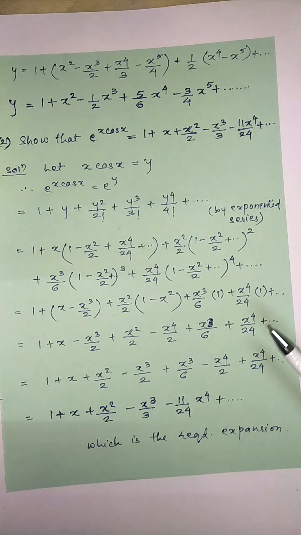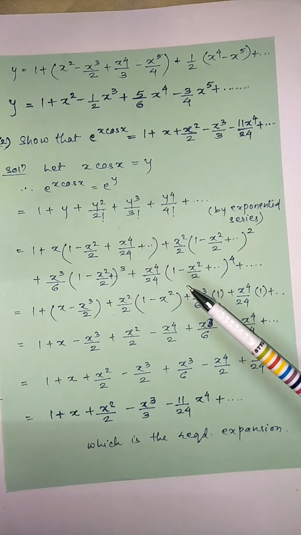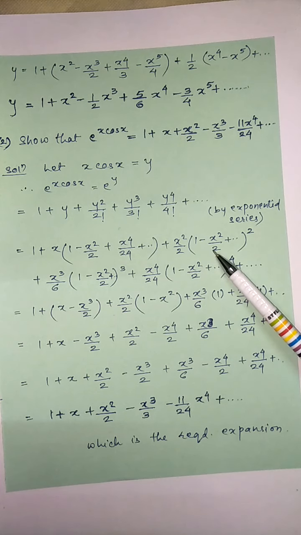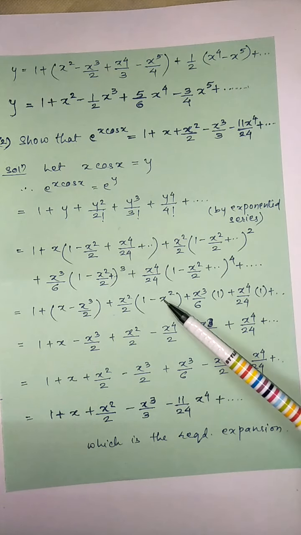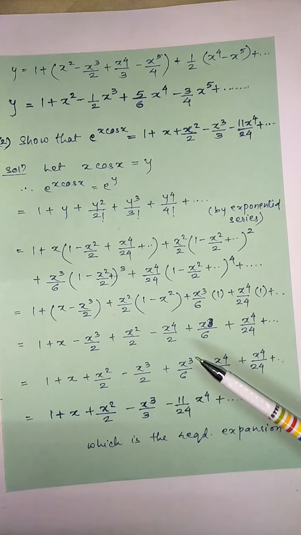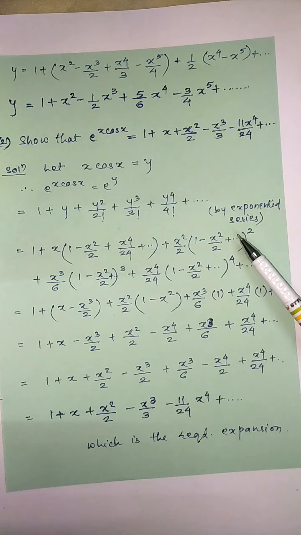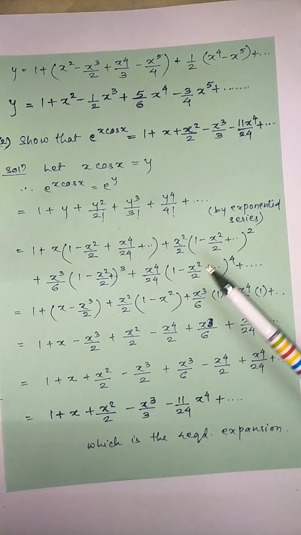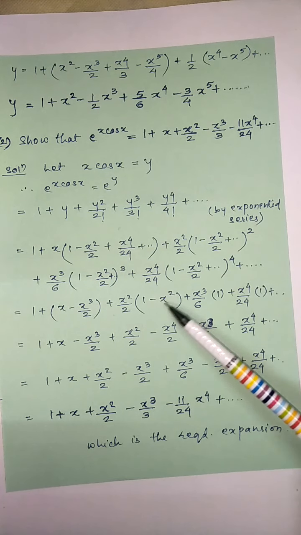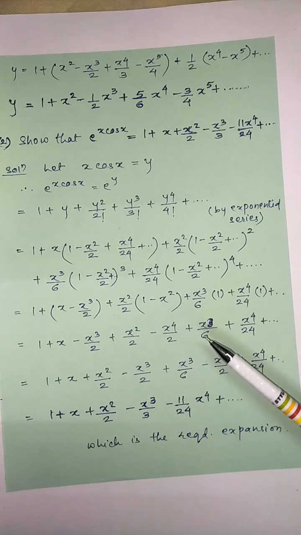So which terms are we taking? The first term, square of the first term, is 1. If we take these two terms, the middle term will be 2 into 1 into minus x square by 2. So 2 and 2 will get cancelled and what we have is minus x square. If we take a term beyond this, the power of x will be more than 4 and we don't require that term. So we are taking only these two terms.